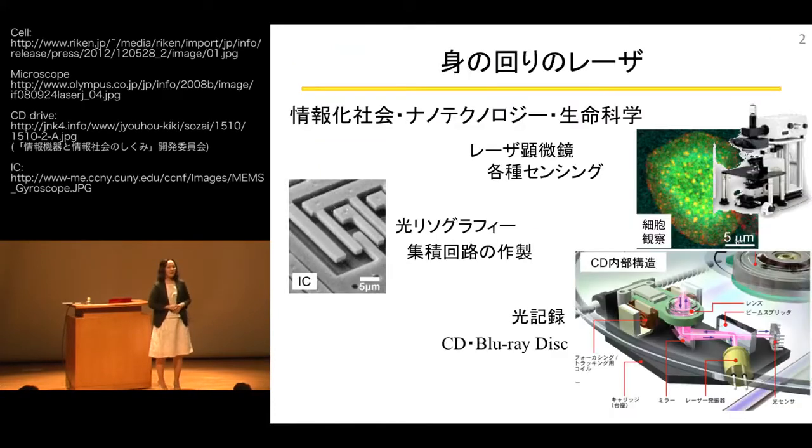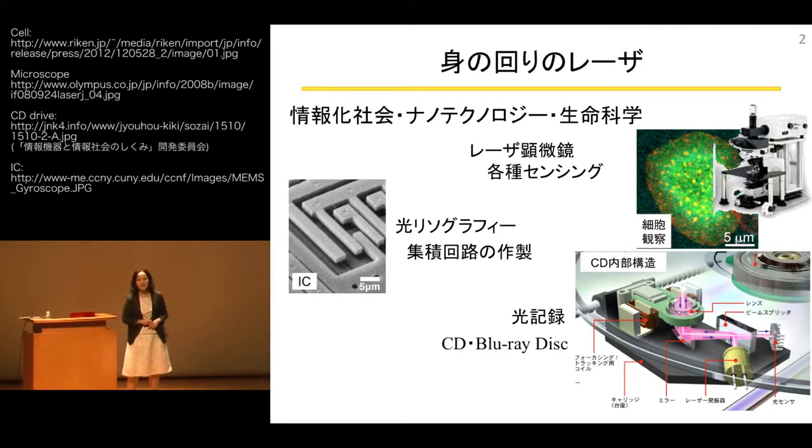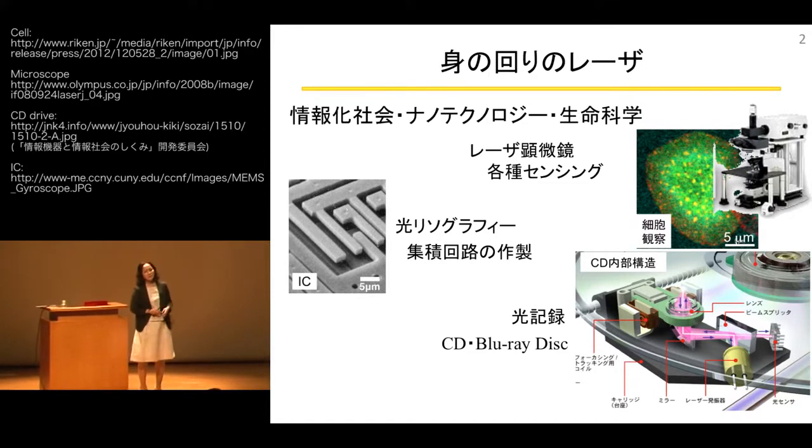Today I'll talk about lasers. In the late 20th century and today, it's no exaggeration to say that the development of information society, nanotechnology, and life science is all based on optical technology. One example is the laser microscope. By using monochromatic and intensive light, we can see what was invisible before with an optical microscope, which uses conventional white light. Another example is ICs, which are made using light lithography technology.